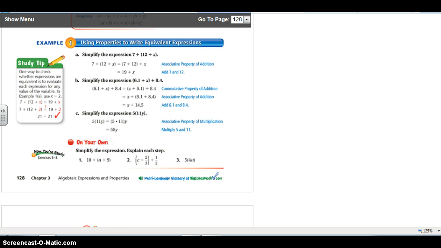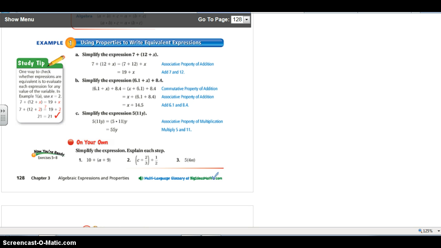All right, let's look at example 1. Simplify the expression. Well, before we do that, let's look at the study tip. One way to check whether expressions are equivalent is to evaluate each expression for any value of the variable. In other words, you would replace your variable with a number. Then you try to work out the problem. So you replace the variable on the left side of the equal sign and then on the right side of the equal sign in the equation, and see if it still equals the same product or sum.